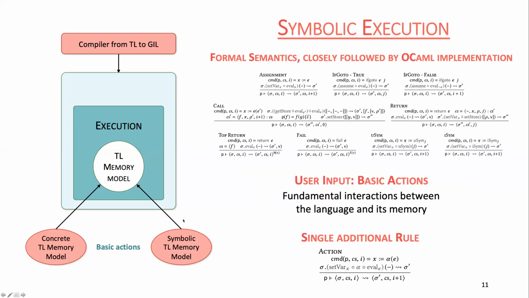Then the user inputs these basic actions that are fundamental interactions between the language and its memory. So for example, most languages have some version of what it means to be a heap cell. It can be done in different ways. And given this heap cell, what does it mean to get and set information about this heap cell? This is what I mean by a basic action. And then we have this parameterized action rule that basically says, given the actions we have, here's alpha meaning action, what does it mean to hook this to the rest of the symbolic execution engine?